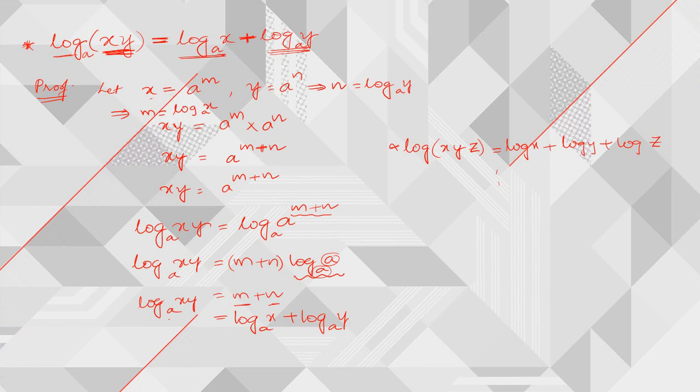The same way we can go for the division also. So what is that? Log of x by y to the base a is equal to log x to the base a minus log y to the base a. This also we can prove by the previous proof.